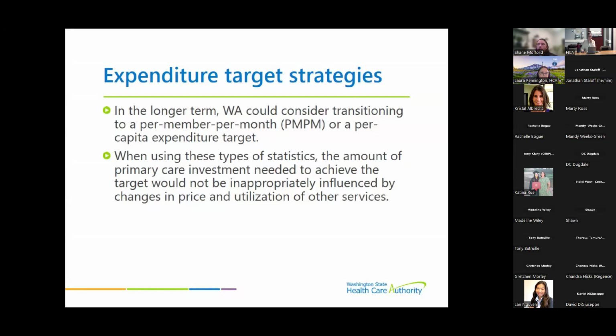So that would be the amount of primary care dollars divided by the total number of people covered, multiplied by the number of months that are covered. When using these types of statistics, the amount of primary care investment needed to achieve the target wouldn't be inappropriately influenced by changes in price and utilization of other services. And we'll have a general example for this in the upcoming slides here. You go ahead and go to the next one.